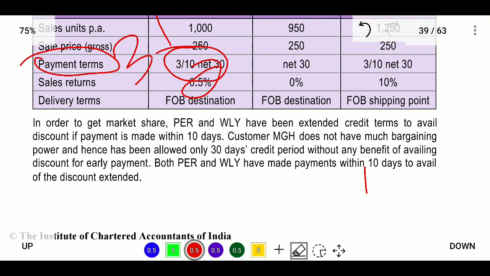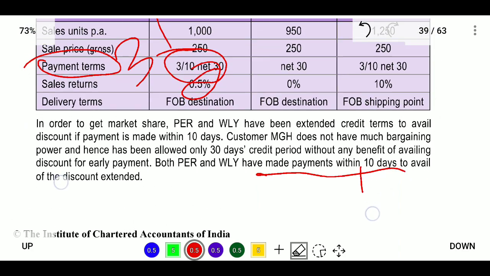In order to get market share, PAR and WLY have been extended a credit term to avail the discount if payment is made within 10 days. Here customer MGH does not have bargaining power, so he does not get the discount, even if he pays within 10 days. So we have sales 2,50,000 minus sales returns, then net sales, then the cash discount provided to customers, and we will get the net proceeds.